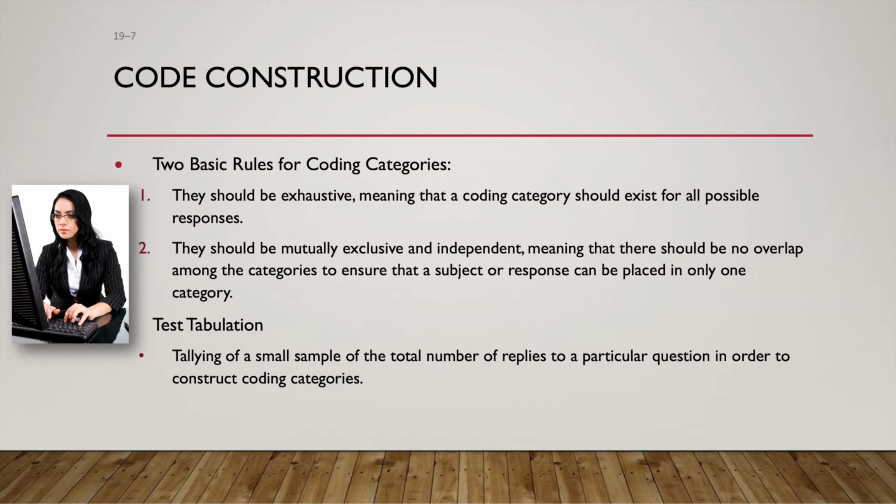And then a test tabulation is just taking a sample. It's taking a small sample of the total number of replies to a particular question in order to construct coding categories. So it's kind of like a microcosm or a mini attempt at taking the sample, and from that sample you can extrapolate maybe some of the larger coding categories that you're going to be dealing with.